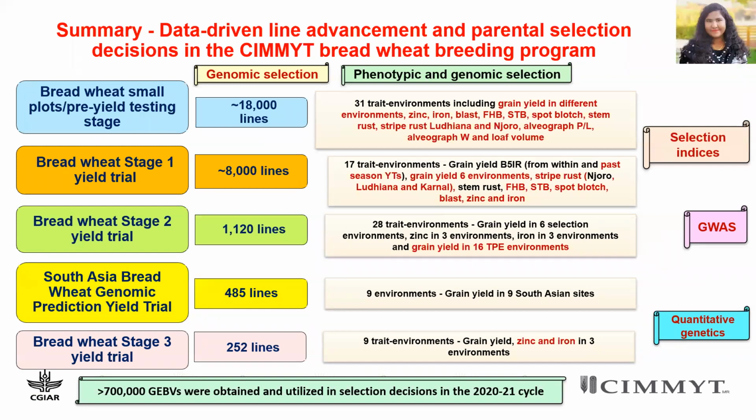And to summarize my presentation today, we've seen a lot of different utilization of data in the breeding program. We've used genomic selection, and a combination of genomic and phenotypic selection. The traits that are indicated in the brown color here are all traits that are selected based on genomic selection and are not phenotyped in these different yield testing stages. So we have exclusively genomic selection for these traits, and then a combination of phenotypic and genomic selection for the other traits. In total, more than 700,000 genomic estimated breeding values were obtained in the 2021 cycle and utilized in selection decisions.